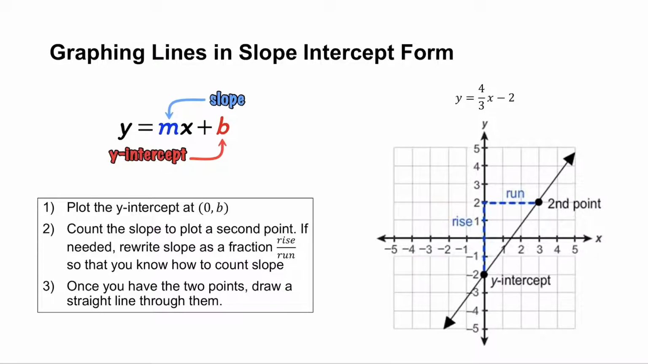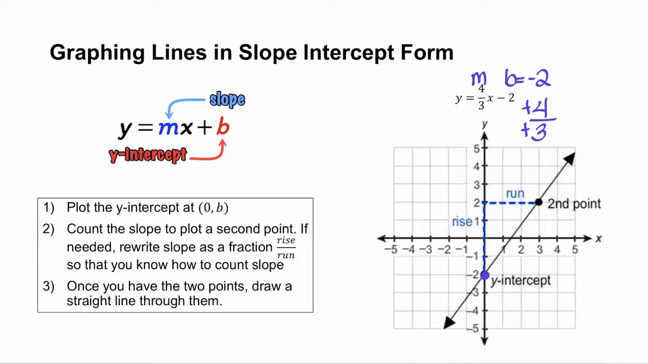So let's look at this equation. We have y equals 4/3 x minus 2. 4/3 is the value of m, and b is negative 2. So that's why we go to (0, -2), and we plot our first point. Now we need to count the slope. So the value of m is 4/3. So that's plus 4 over plus 3, right?